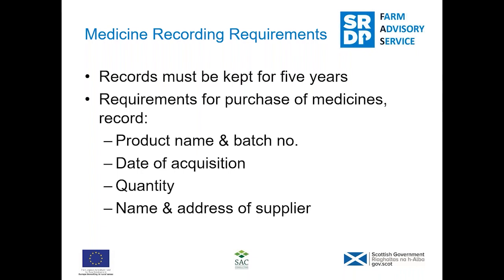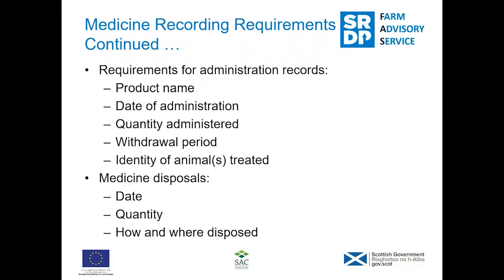When you purchase veterinary medicine products or otherwise acquire them, at the time you must record the product name and batch number, date of acquisition, the quantity, and the name and address of the supplier. When administering medicines, you must record the product name, date of administration, quantity administered, and the withdrawal period, and also identify the animals which were treated.